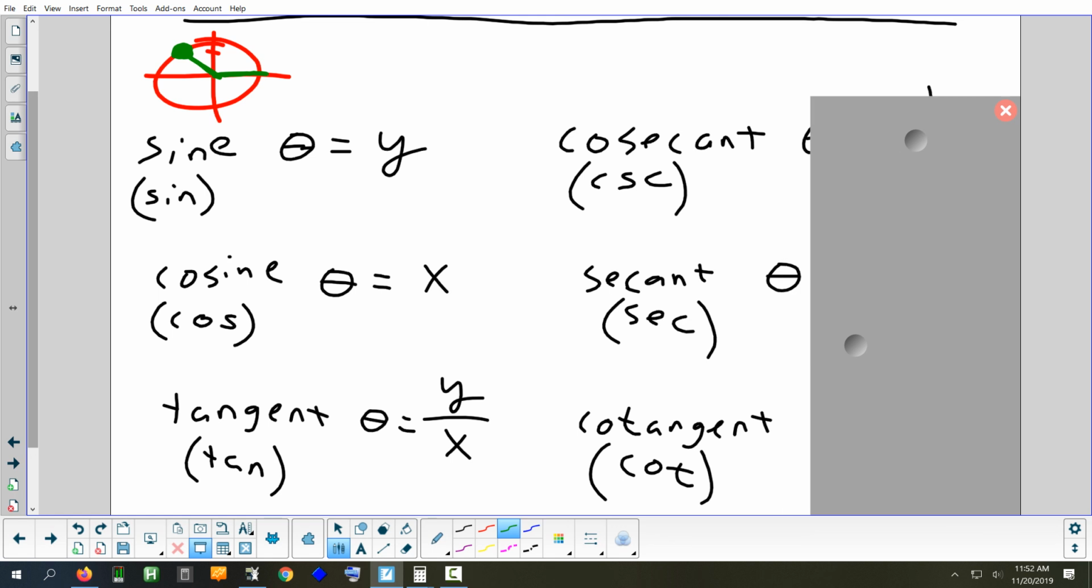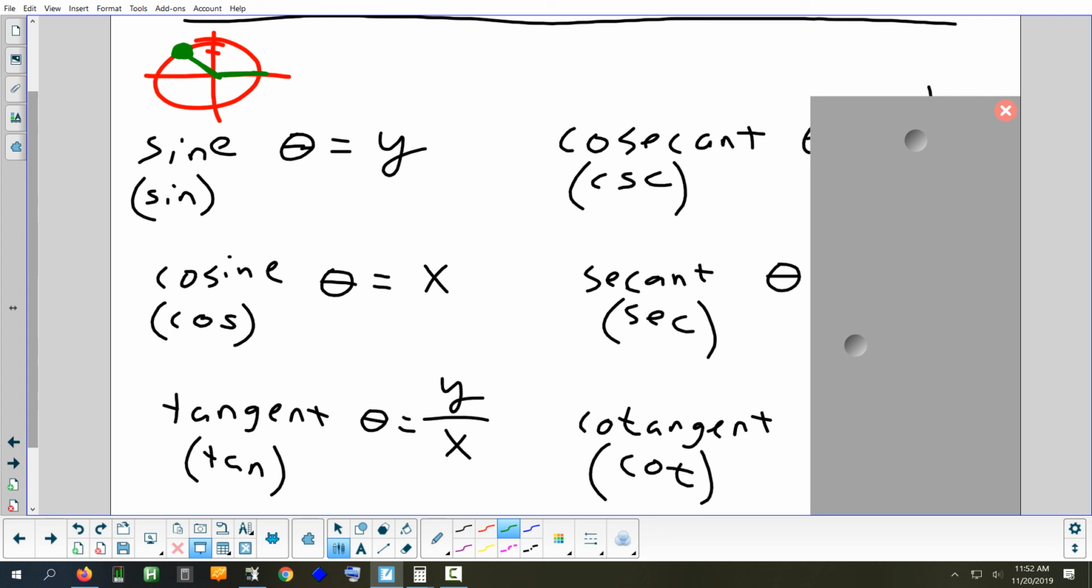Now, below them I put all the abbreviations. Every trig function has a 3-letter abbreviation. Most of the time it's just the first 3 letters. But not with cosecant. How come? We already use COS. So what they do for cosecant is they use the syllables. Cosecant.